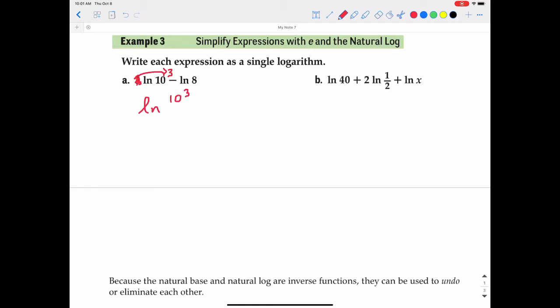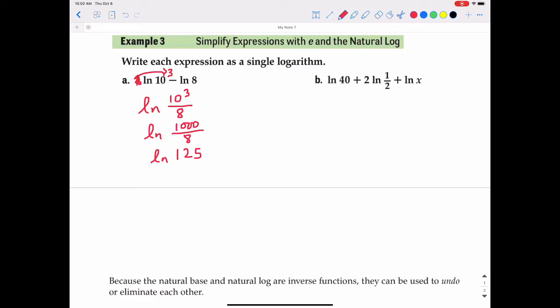Since we're subtracting another natural logarithm, remember, subtraction of logarithms equates to being the division of a single logarithm, so we could divide that by 8. 10 to the 3rd power is 1,000 over 8, and 1,000 divided by 8 is 125. So the original problem, 3 times the ln of 10 minus the ln of 8, could be rewritten as a single log as ln of 125.